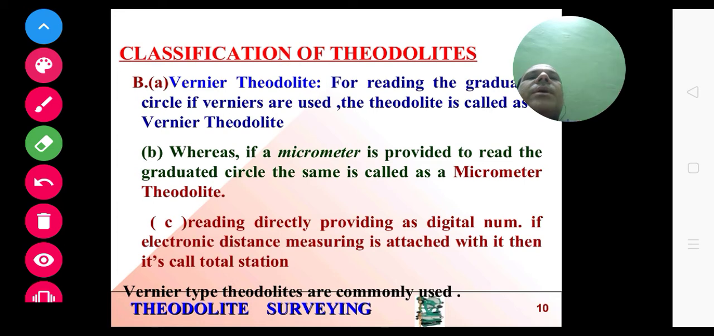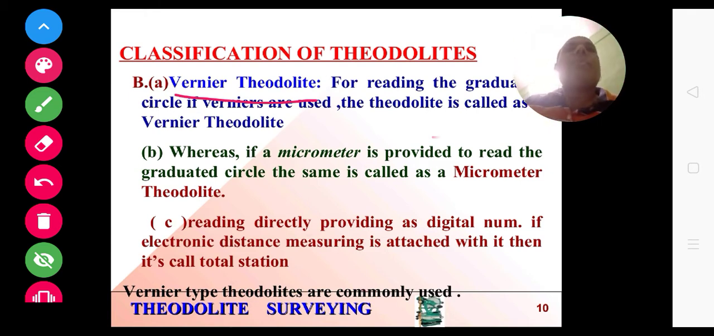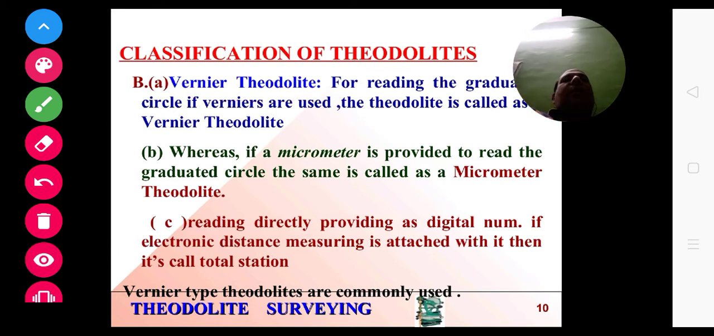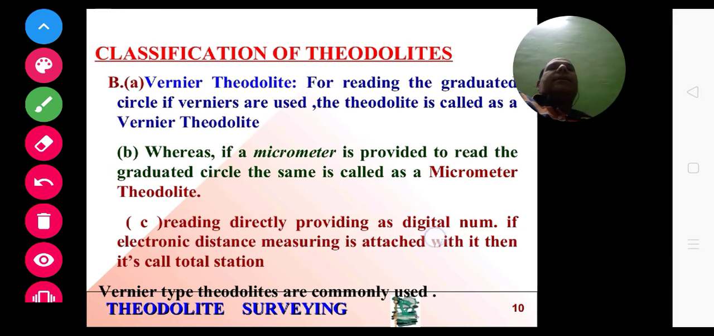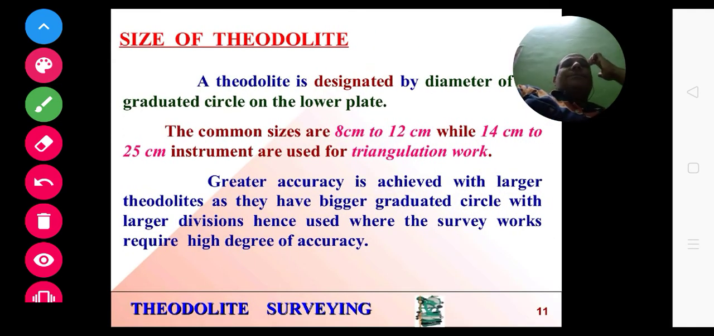Classification of theodolite based on the scale: the vernier type theodolite, which we are using mostly in the field. Vernier theodolite is one type in which a vernier scale is fitted by which we are taking the reading, whereas in the micro-optic theodolite a graduated circle is the same, but the least count of that theodolite is 1 second. Least count of vernier theodolite is 20 seconds, whereas in the digital theodolite the readings are observed directly. So that is the third type, that is digital theodolite.